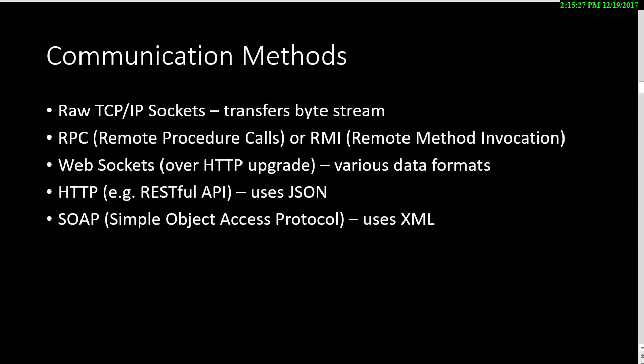In terms of communications between different components, you may want to use TCP/IP sockets, which transfer byte stream data. So you can have a web script on the server talking to another process on the same machine or on a different machine using raw sockets. You can use alternatively procedure calls or methods using RPC or RMI. So that's instead of sending byte stream data, you interact with a procedure or a method remotely. And WebSockets are using HTTP in order to interact with another process via sockets, and they use various data formats for transmitting the data.